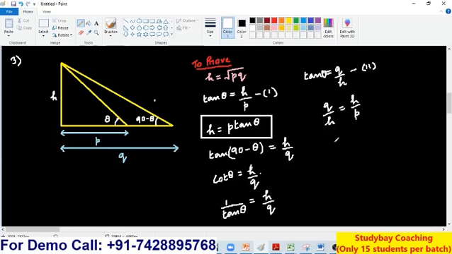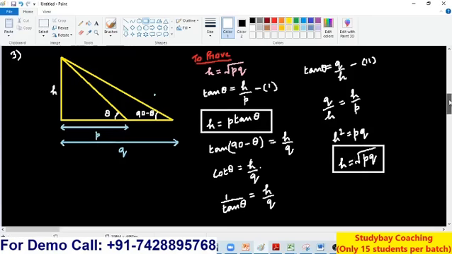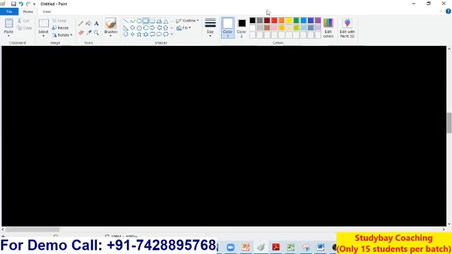Now we can perform a cross multiplication. This will be h square equal to pq, and so this h will be equal to under root pq, and this is what we are supposed to prove. That's the final answer. Fine. Now let's move to the next question.